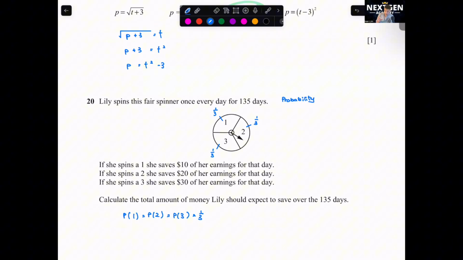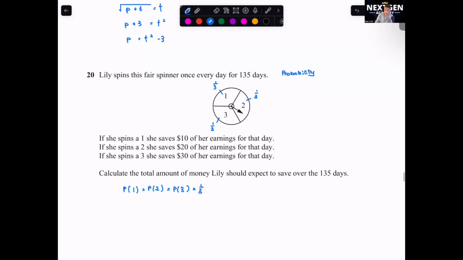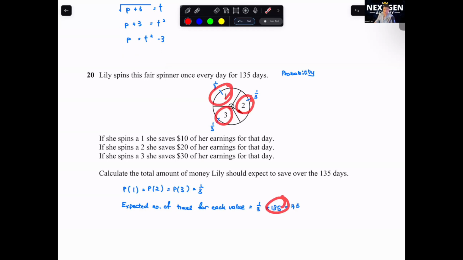So for each of the numbers, 1, 2, and 3, what do you think will be the expected number of times for each value? Because it's 135 days, you take 1/3 times 135, so 135 divided by 3. Each of them will have 45 times. That means 45 times it will spin a 1, 45 times a 2, and 45 times a 3 out of 135 days.